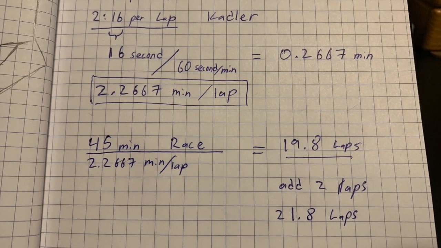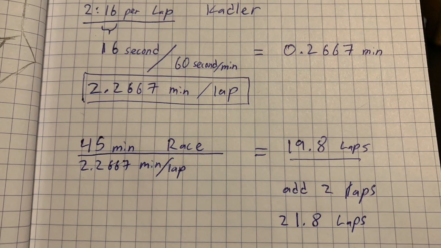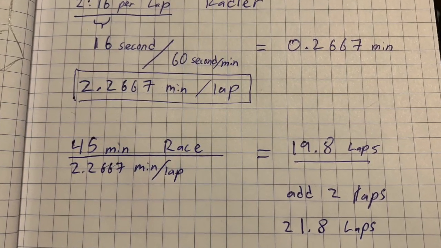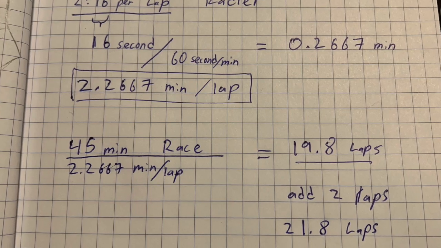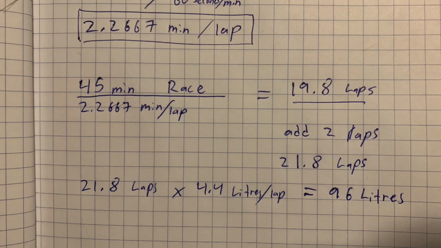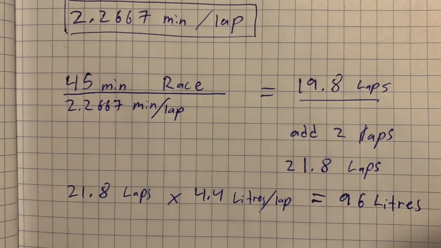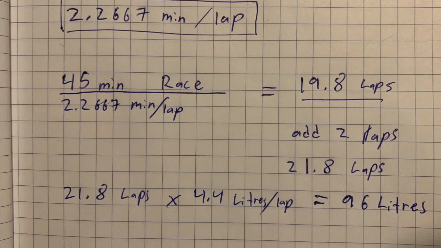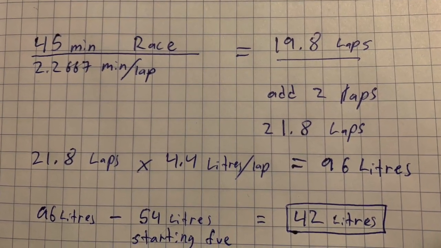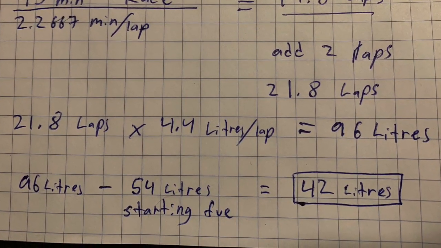Add 2 laps of fuel load to this number, because you have your out lap where you're forming up and you're doing your pacing, and you also have your finishing lap, the white flag lap. So you need to take your number and add 2 laps to it. Now you know how many laps you need to run. You multiply that by your burn per lap. So in this case, 4.4 liters per lap to give you your total fuel consumption. Then just subtract the amount of fuel you're going to start the race with, in this case 54 liters, and the remainder is how much you need to take on during your pit stop.